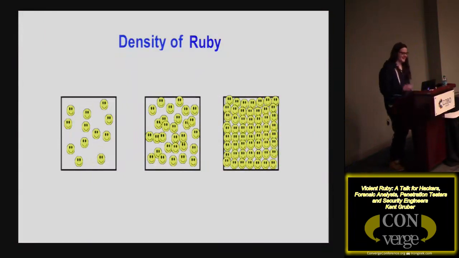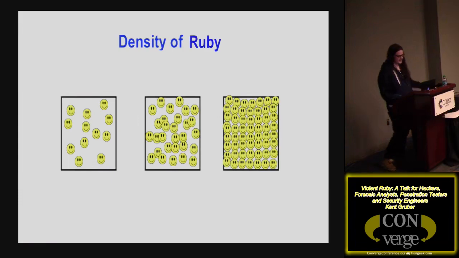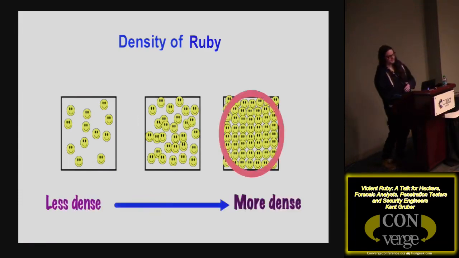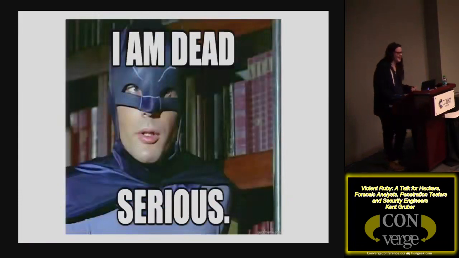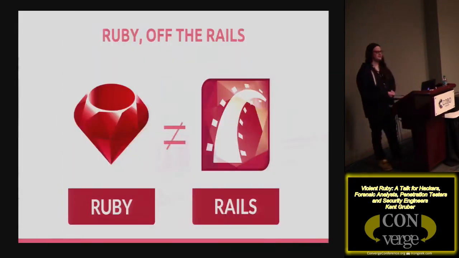The density of Ruby for this talk is going to be pretty dense, but if we can tell by this sort of visualization, if it's less dense and then more dense, more happy, more Ruby, cool. And I'm dead serious about that. So, Ruby off the Rails.